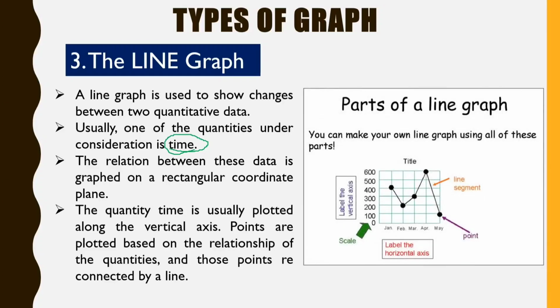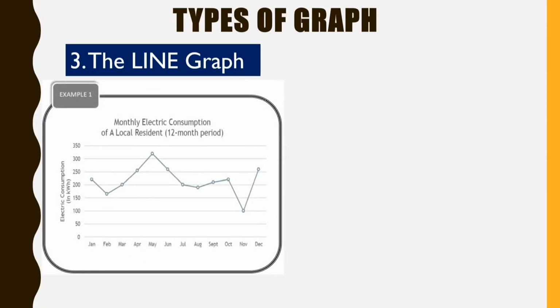Here is an example of a line graph with its parts. So here is the title, and then we have the label for the horizontal axis or the x-axis, the label for the vertical axis or the y-axis, and then we have here the scale. The next one are the points here, which are connected by line segments. Let's look at the first example. Once again, we will answer some questions based on this graph.